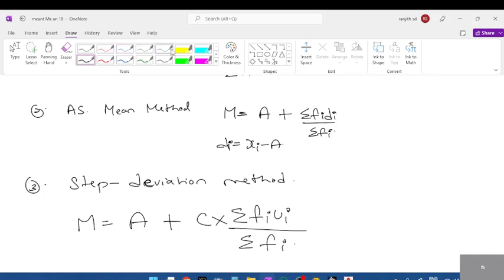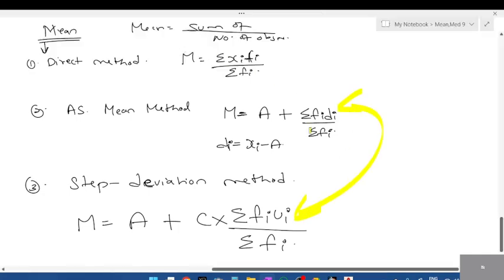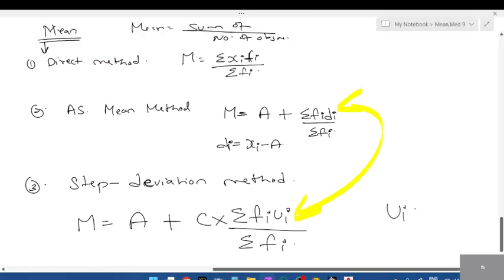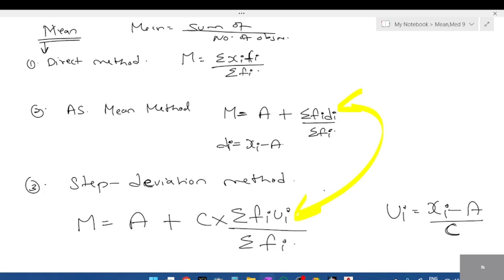Just look at these two formulas, students. Instead of summation of fi di, we have another column ui. This time it is not di, it is ui. And for ui there is a formula: ui is equal to xi minus a divided by c. Make a note of this formula, all of you. Write all these formulas. Start from the beginning: direct method, assumed mean method, step deviation method. Practice the formulas. Once you're thorough with the formulas, I'll tell you how to solve the question.